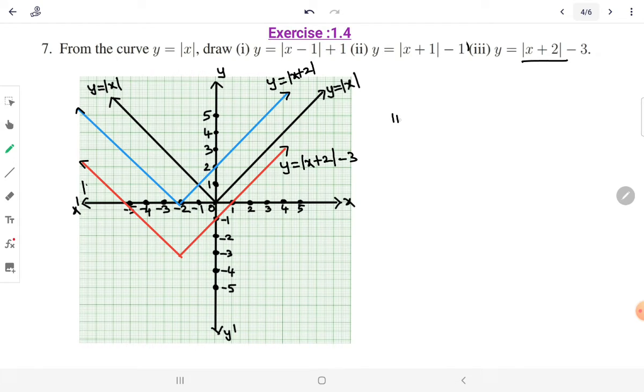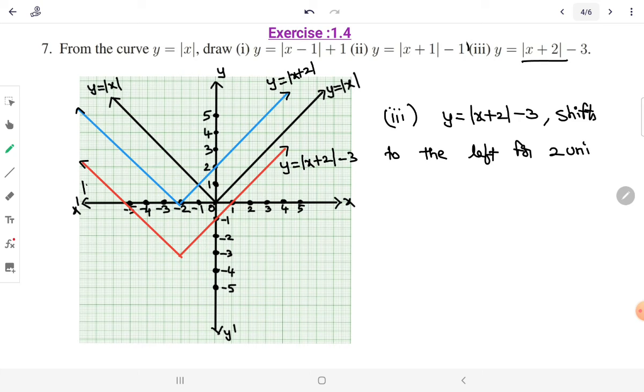So what will you write for the third one? How can we write the statement for this? The graph y is equal to modulus of x plus 2 minus 3 shifts to the left for 2 units. Okay, this is for modulus of x plus 2, and shifts downwards for 3 units. Because of that minus 3, it shifts downwards 3 units under translation case.